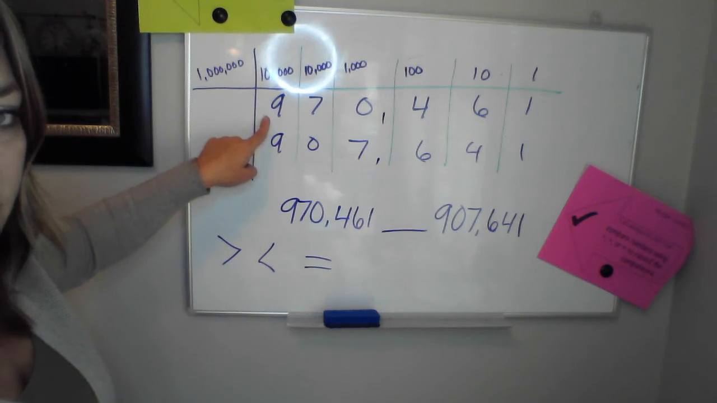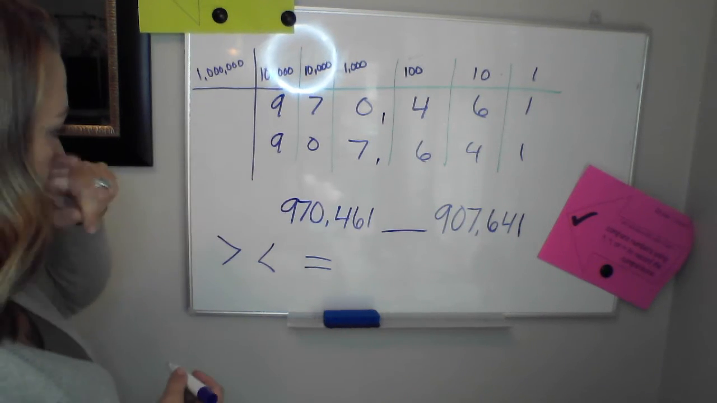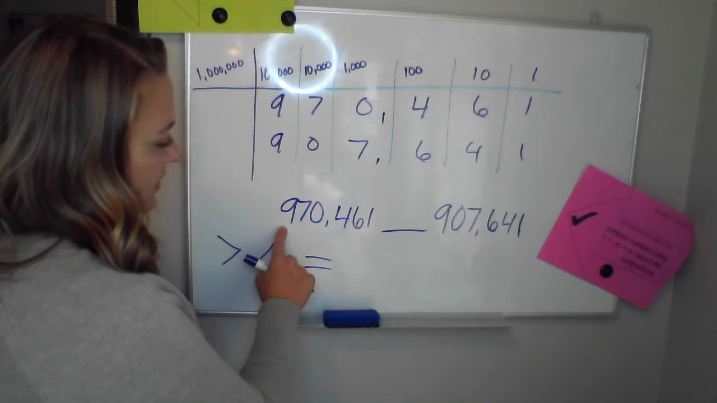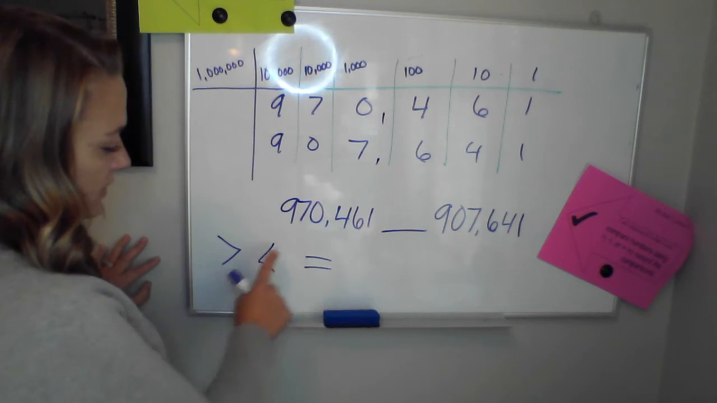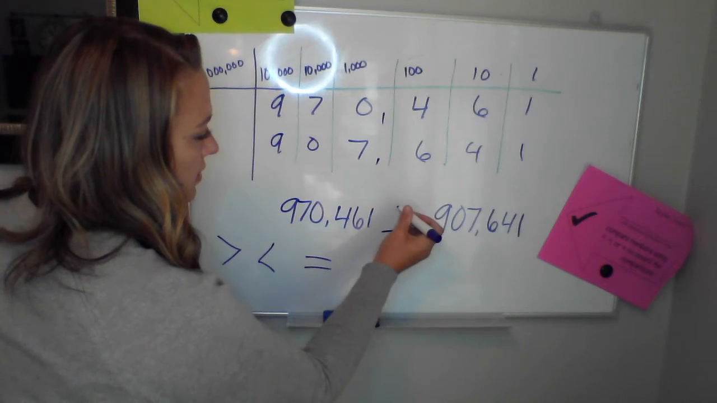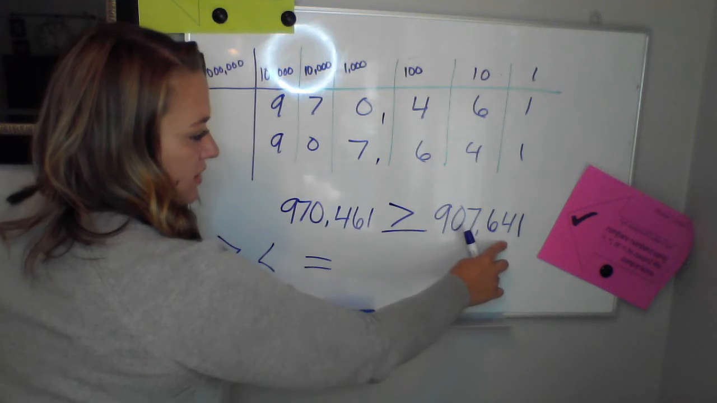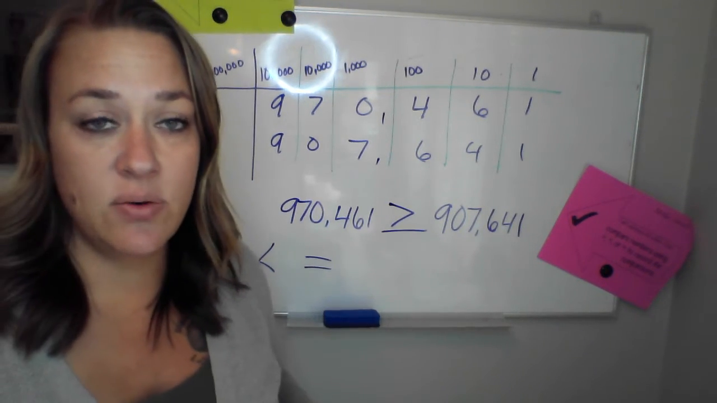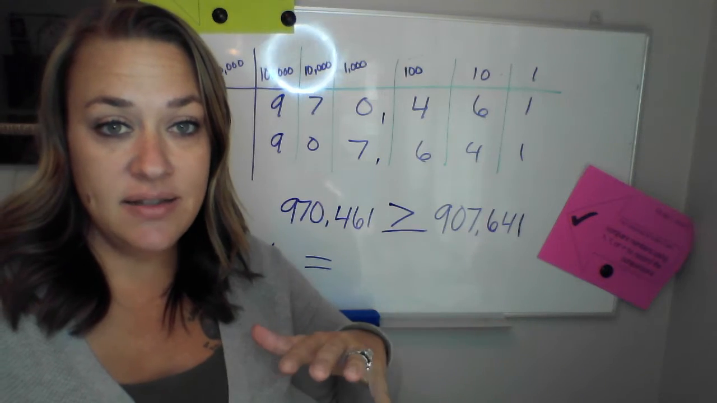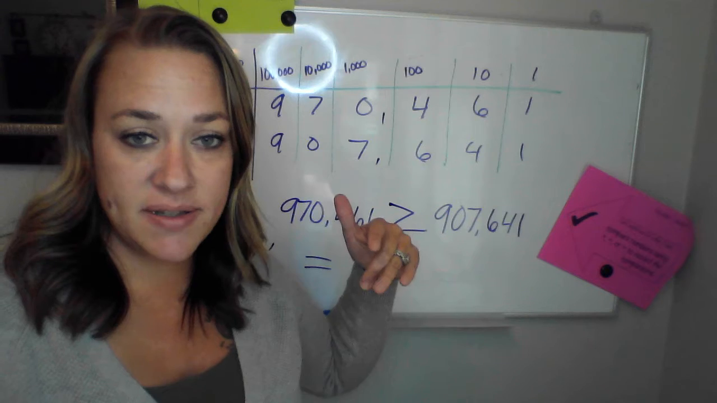Correct. This one's larger, right? Because I have 7 10,000s. This one has none. So 970,461 is greater than 907,641. Sometimes you're going to get asked to put numbers in order from least to greatest, and we're going to do that next, and the place value chart's still going to help us, okay?